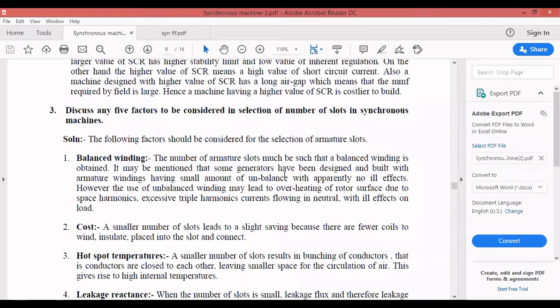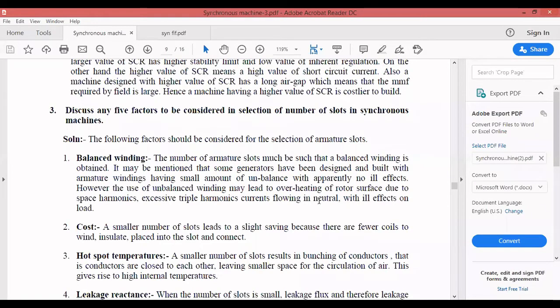So the number of armature slots should be selected such that all three phases have an equal number of turns. It may be mentioned that some generators have been designed and built with armature windings having a small amount of unbalance with apparently no ill effects. However, the use of unbalanced winding may lead to overheating of the rotor surface due to space harmonics, and excessive ripple and harmonic currents flowing in the neutral with ill effects on the load.